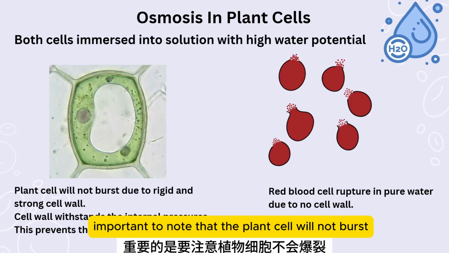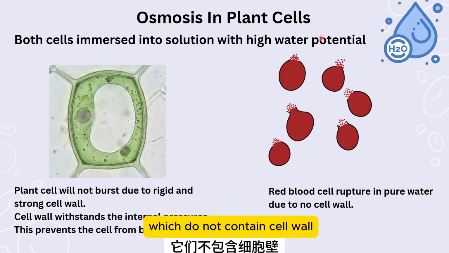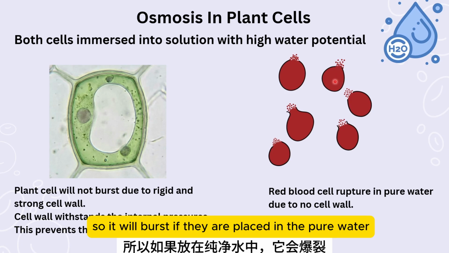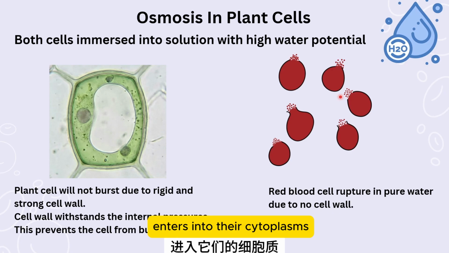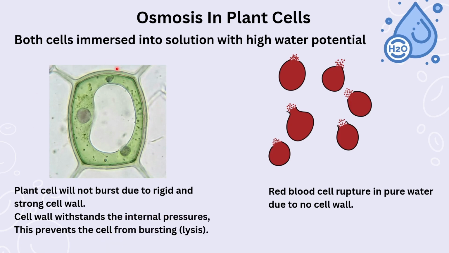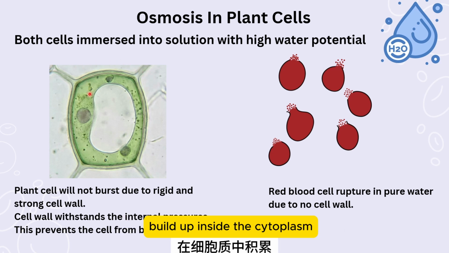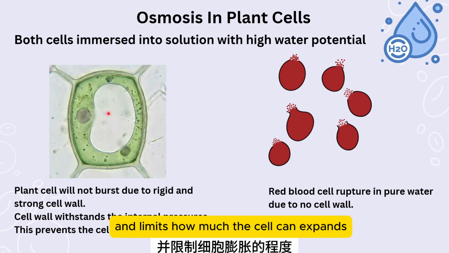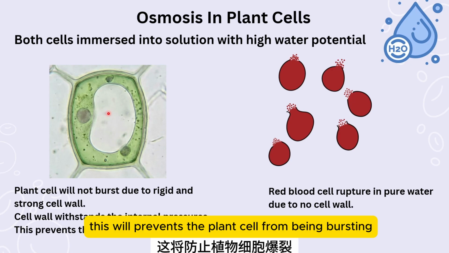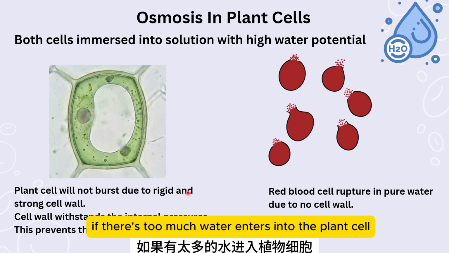It's important to note that the plant cell will not burst. Unlike animal cells, like the red blood cell, which do not contain a cell wall and only have the cell membrane, so it will burst if placed in pure water and too much water enters into the cytoplasm. In the plant cell, they have a very hard, rigid, and strong cell wall. This cell wall is able to withstand the internal pressure built up inside the cytoplasm and limits how much the cell can expand. So this prevents the plant cell from bursting if too much water enters into the plant cell.